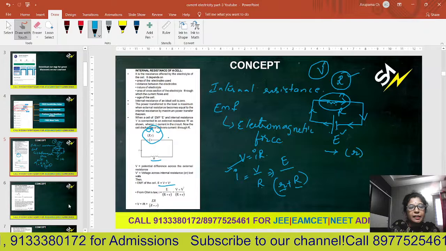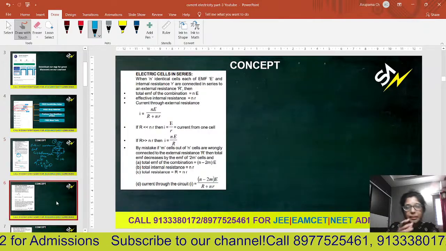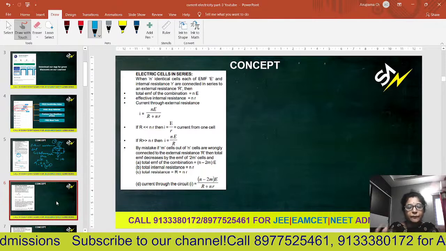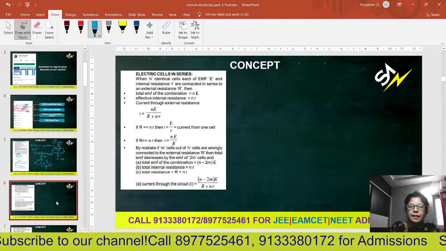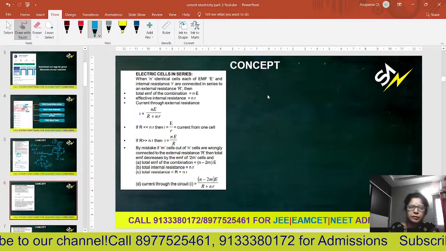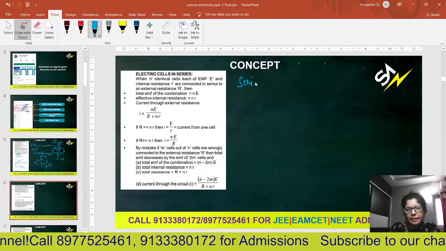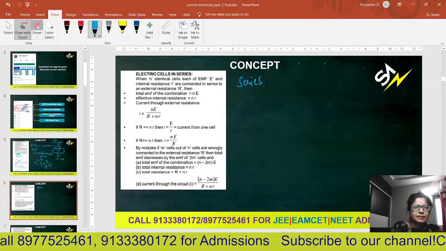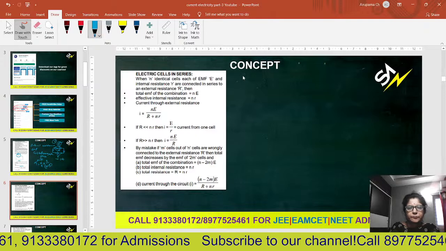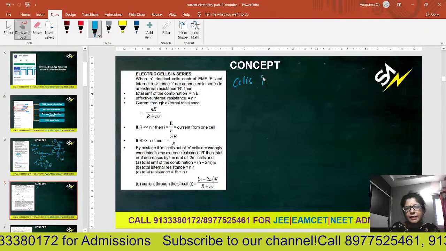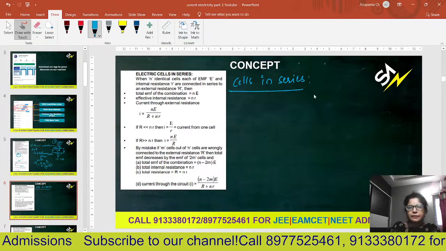Fine. Now, we will see how we can get this I when the cells are connected in series and parallel. For example, I am taking 3 to 4 cells. Let us first do cells in series, and I am taking three cells, for example.